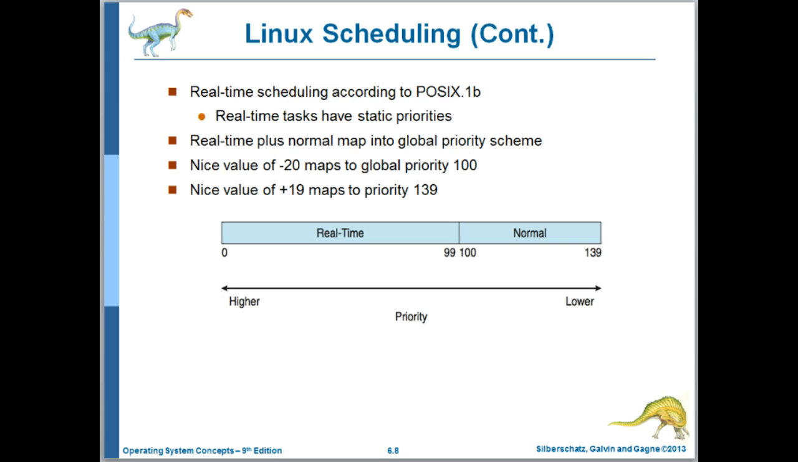All right, this slide demonstrates real-time task priorities versus normal priorities. So you can see that real-time tasks are given a higher priority than normal tasks. And as a question for you to consider, does Linux fulfill the requirements of a soft real-time system or a hard real-time system?